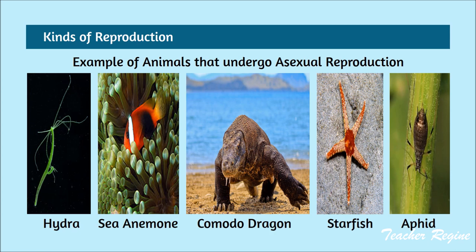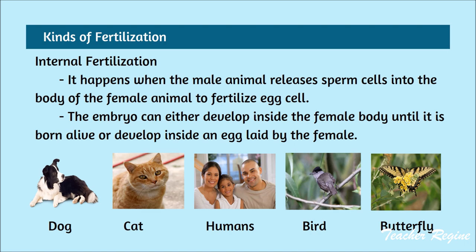Kinds of fertilization. Internal fertilization. It happens when the male releases sperm cells into the body of female animal to fertilize egg cell. The embryo can either develop inside the female body until it is born alive or develop inside an egg laid by the female. The offspring of dog, cat, and humans are born alive, while the offspring of bird and butterflies hatch from eggs.